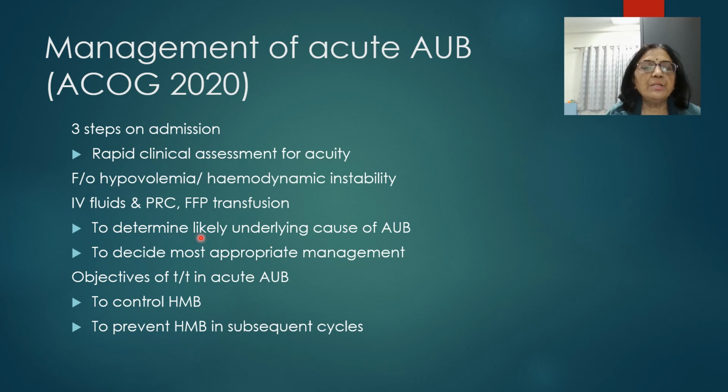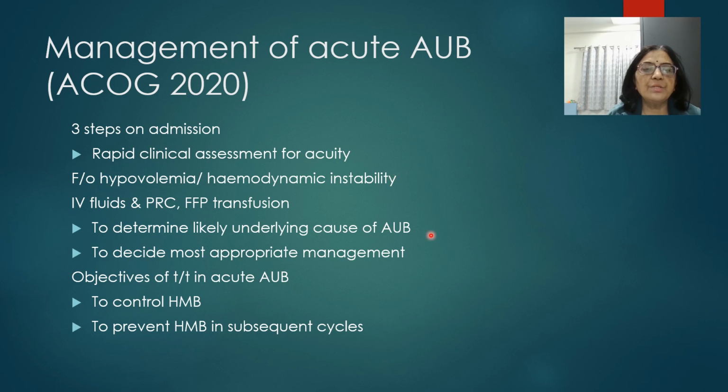Then simultaneously we start looking for what might be the underlying cause for AUB. Whether she is bleeding profusely because of a very large uterus with multiple leiomyomas, or whether she has got a submucous leiomyoma and is bleeding profusely, or whether it is a plain and simple anovulation leading to profuse bleeding. So quickly we need to reach a probable underlying cause. And then accordingly we need to decide the most appropriate management.